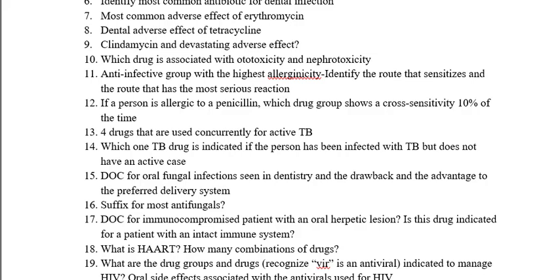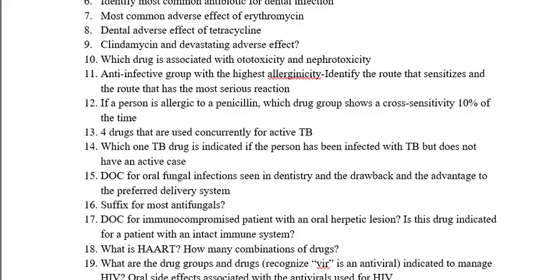If someone is infected, doesn't mean infectious. They have a latent infection, not active disease. Infected with TB is INH, that isoniazid, INH. All right, drug of choice for oral fungal infection seen in dentistry.